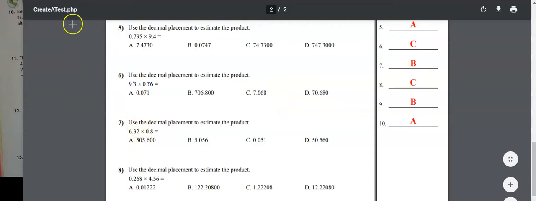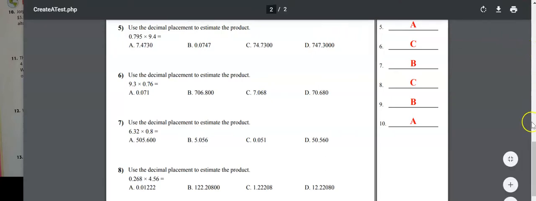Number 7, 6 times not quite 1. The only choice here that gives you a little less than 6 is letter B. Another way to check it, you should have 3 places after the decimal, and indeed there are 3 places after the decimal.